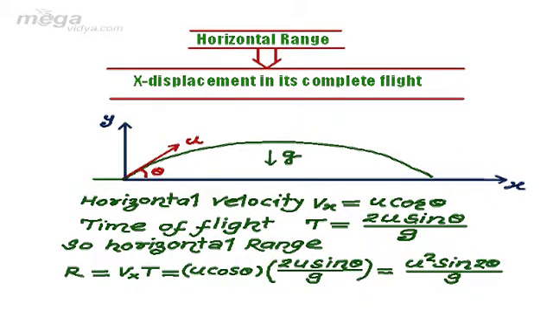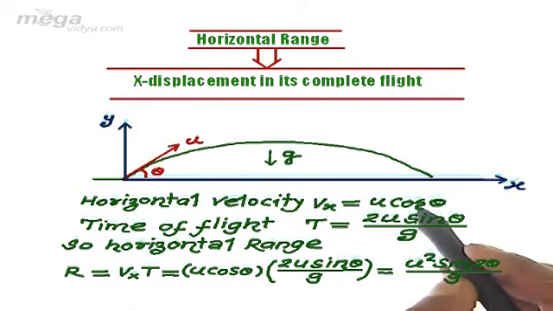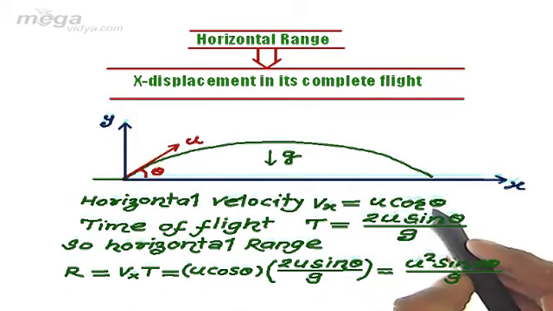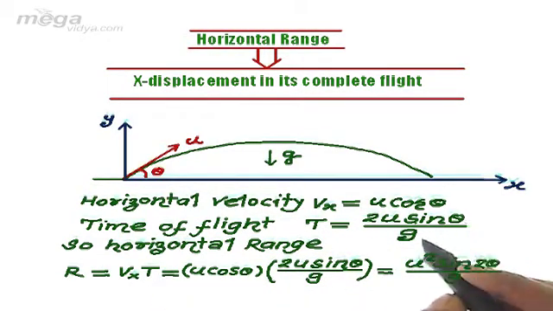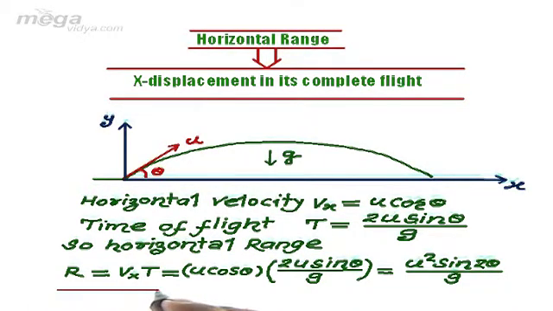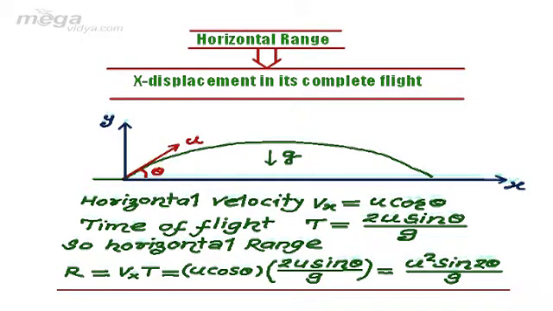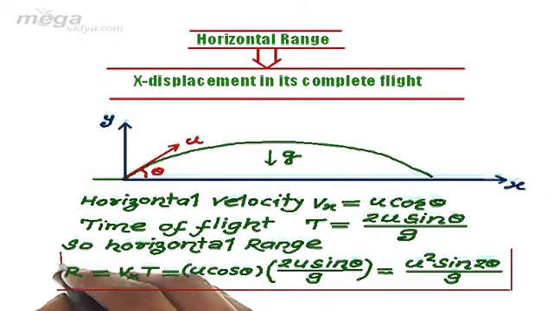So horizontal range R becomes Vx, the horizontal velocity, into time of flight. When we put the value of Vx to be u cos theta and the value of time of flight to be 2u sine theta by g, from here we get u square sine 2 theta divided by g, which is the desired value of the horizontal range along the ground where this projectile finally lands.